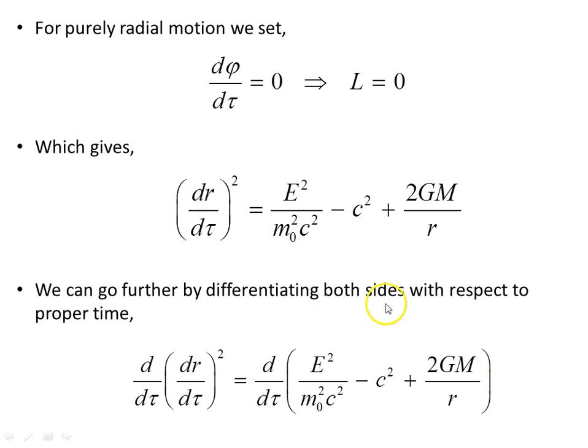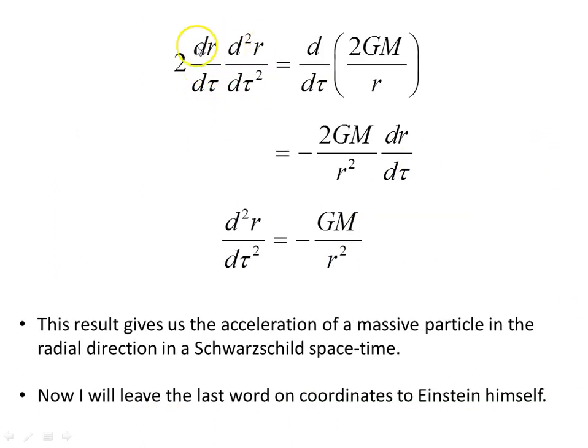Now we can go further by differentiating both sides with respect to proper time. So d/d tau of that equals d/d tau of this. You'll notice these constants disappear when we do that. And so over the next page, we end up with 2 times dr/d tau times d2r/d tau squared, equal to d/d tau of this object here, and when we differentiate that using the chain rule, we have minus 2GM on r squared times dr/d tau. Then we can divide through both sides by dr/d tau, because we've got dr/d tau here and there, and also by 2. When we do that, we end up with d2r/d tau squared is minus GM on r squared.